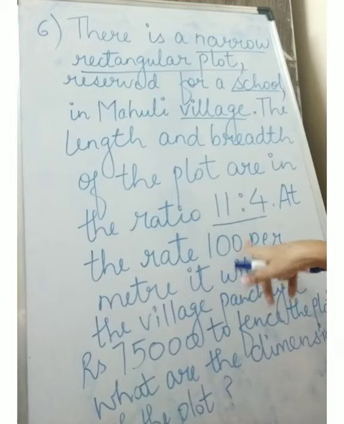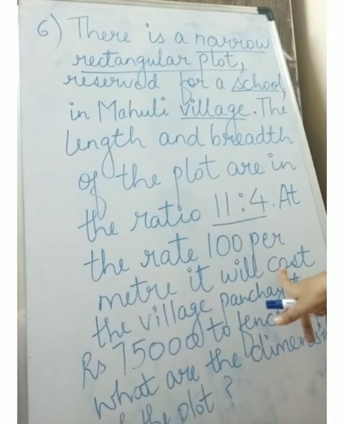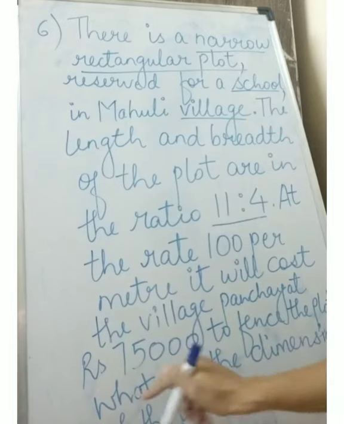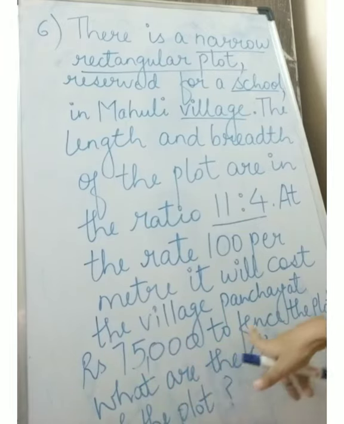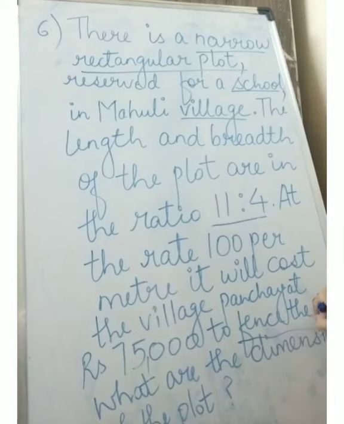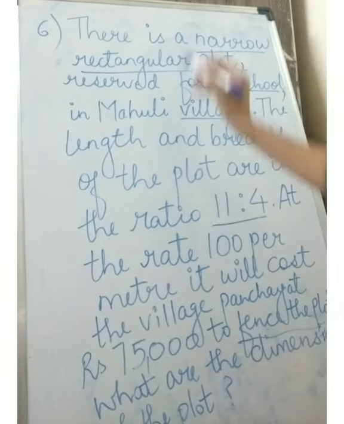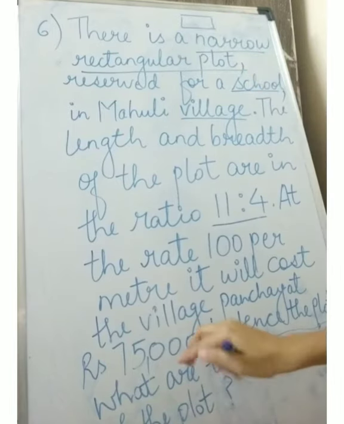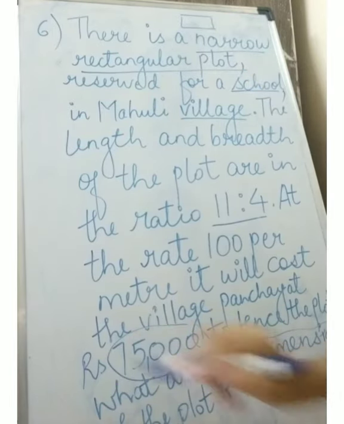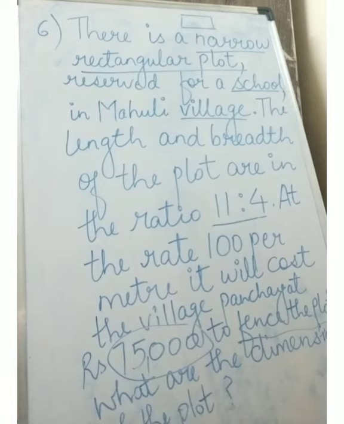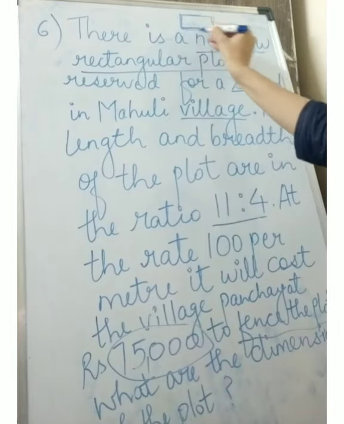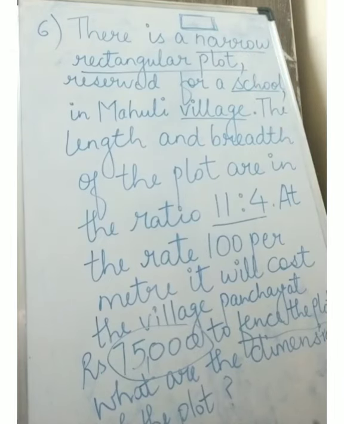At the rate of 100 per meter, it will cost the village panchayat rupees 75,000 to fence the plot. Fence the plot means suppose this is a rectangular plot. Now the village panchayat needs 75,000 to fence the plot. Fence the plot means we have to find the perimeter.